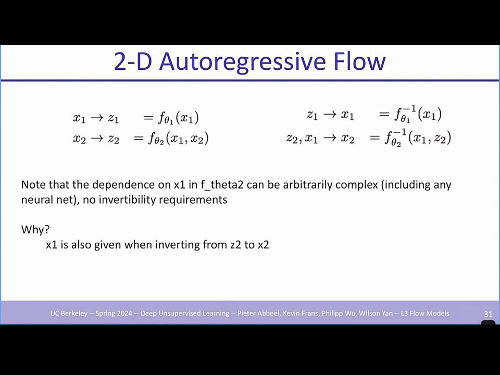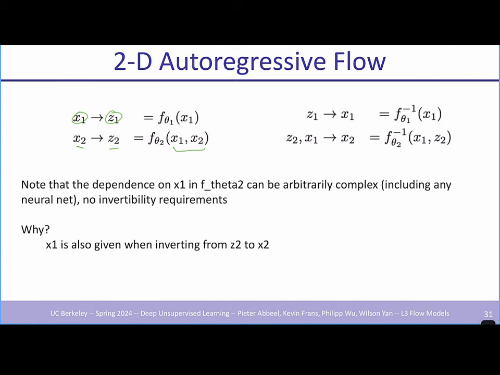Let's start with autoregressive flow. It's a very specific choice, but given we already covered autoregressive models, it could be pretty natural to think about autoregressive flows. So in autoregressive flow, we go x1 to z1, which is what we just did already, nothing new there. But then x2 gets mapped to z2, but you get to use x1 and x2. So you're really turning x1 and x2 into a z2 together.